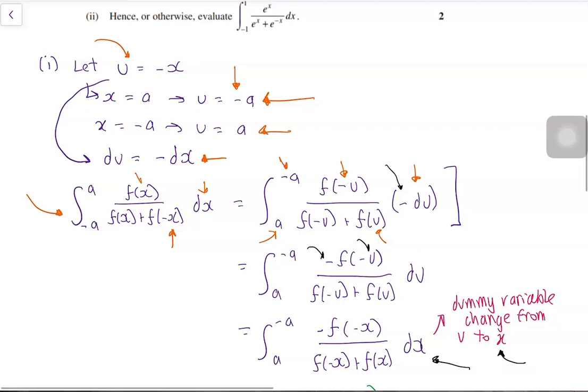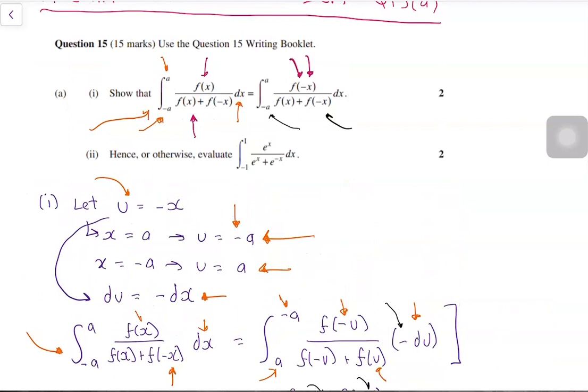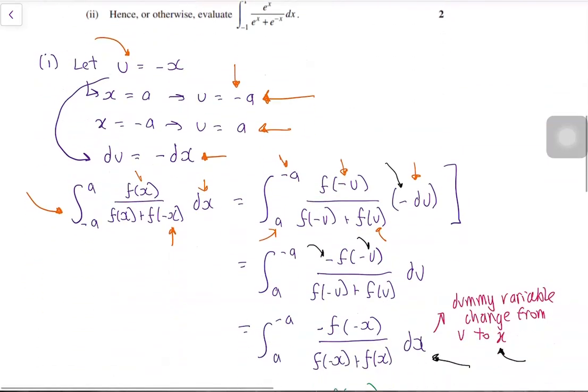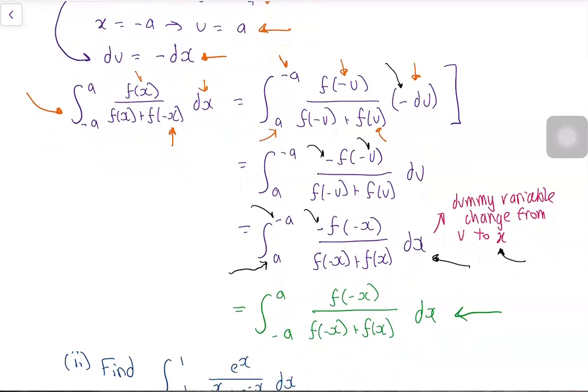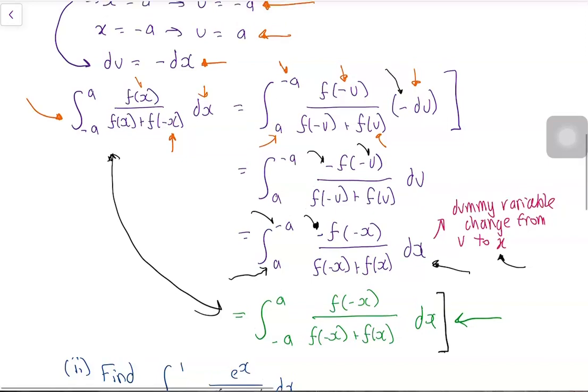And finally, on the right hand side, we can see they want bounds going from minus a to a, but currently what we have is a to minus a, so we can flip the bounds, but when we flip the bounds, we also have to take the negative of what's inside the integral. So we have a negative here, and if we flip the bounds, this also cancels out this negative sign over here. So we'll end up with the integral from minus a to a of f of minus x over f of minus x plus f of x dx. Okay, and since these two are equal, this completes the first part of the question.